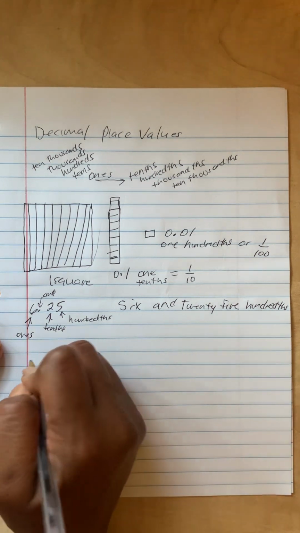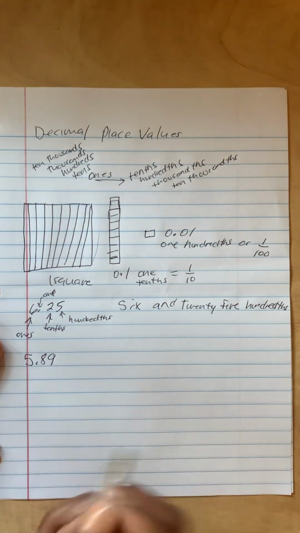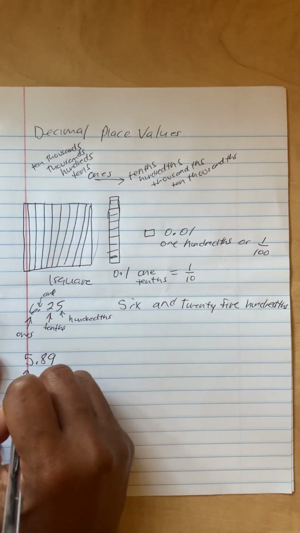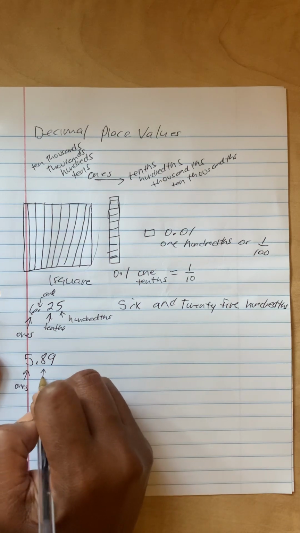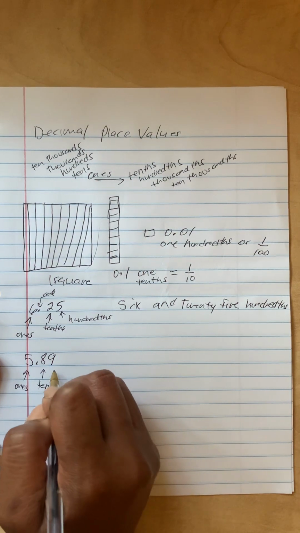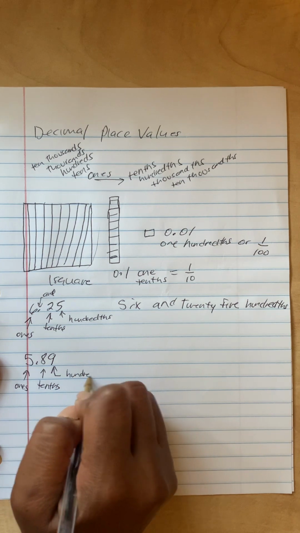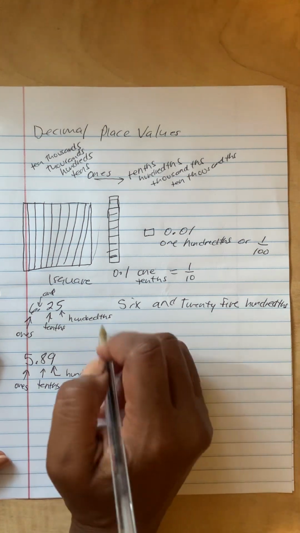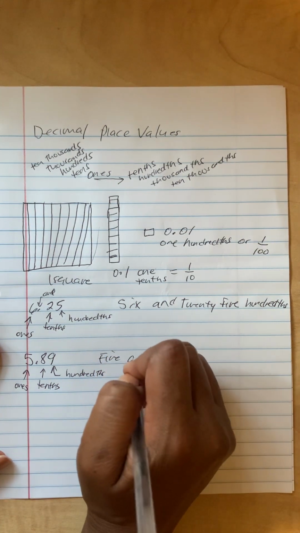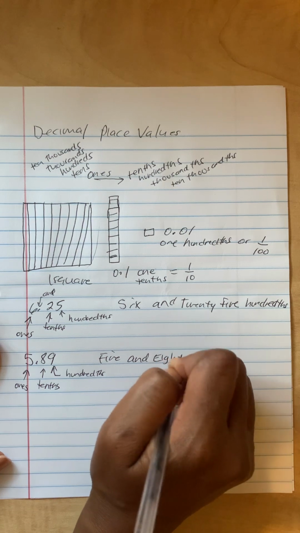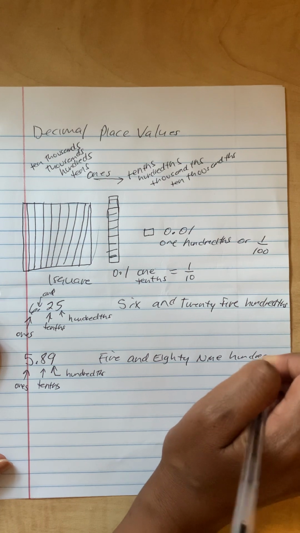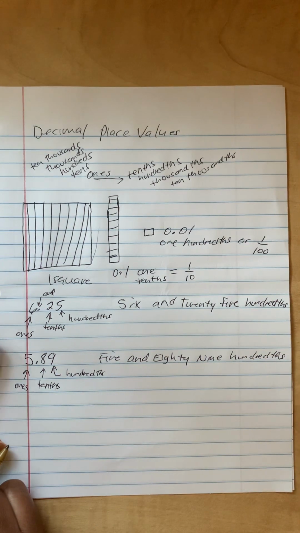Let's say we have another one. Okay, same step. If you look at the chart, you see the 5 will be the ones place. The 8 is the tenths, and then the 9 is the hundredths. So you would write this number and read it as 5 and 89 hundredths. That's it.